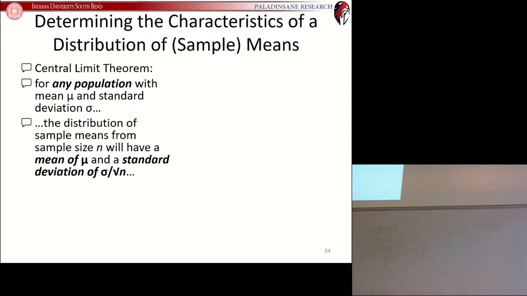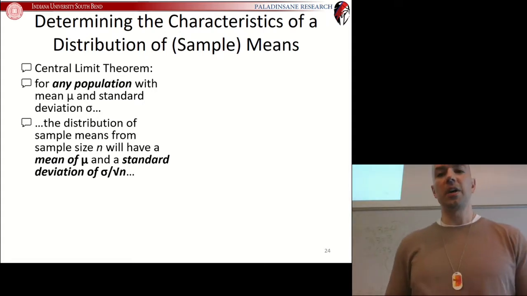So if somebody says, hey, my population mean is 100, you can be like, oh, well, my distribution of sample means has a mean of 100. Oh, my population mean is 15. Oh, well, the mean of my distribution of sample means is 15. Oh, my population mean is 482. Well, the mean of my distribution of sample means is also 482. So it's the same as the population.